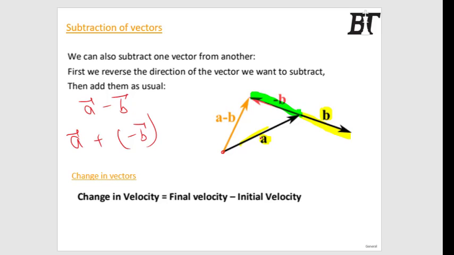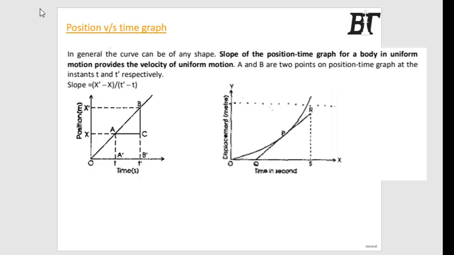We join these a vector and b vector head to tail and then join the tail of first vector with the head of last vector and we get a minus b vector. Whenever somebody says change in any vector, change का मतलब क्या होता है, change simply means final minus initial. So for example, change in velocity would be final velocity minus initial velocity.